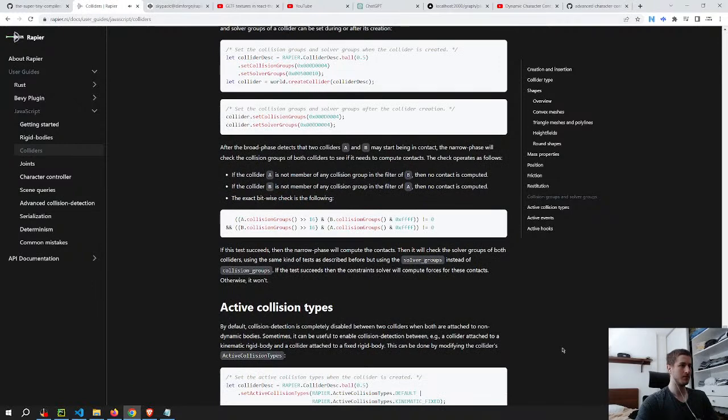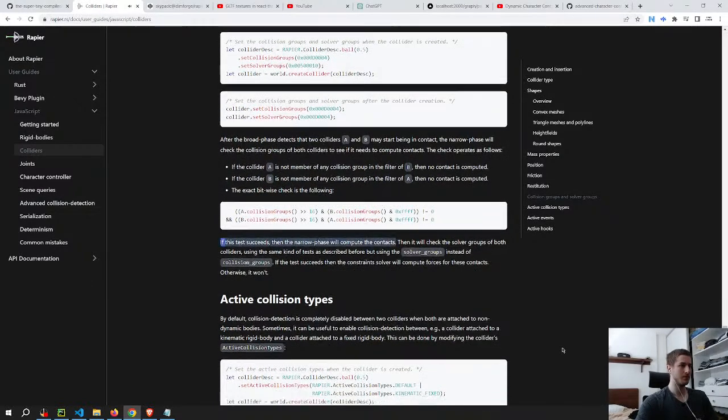(A.collision_groups & B.collision_groups >> 16) != 0 && (B.collision_groups & A.collision_groups >> 16) != 0. If this test succeeds, then the narrow phase will compute the contacts.